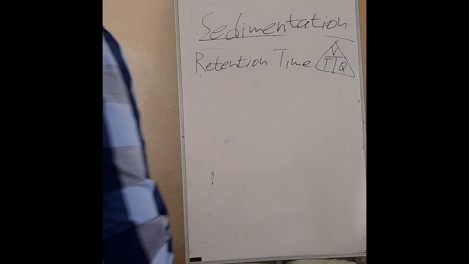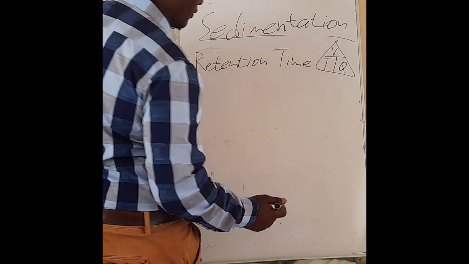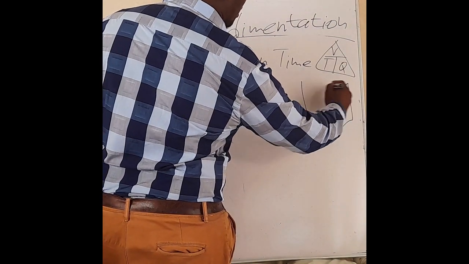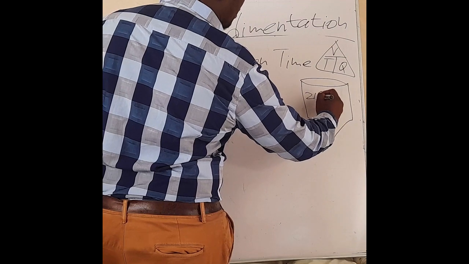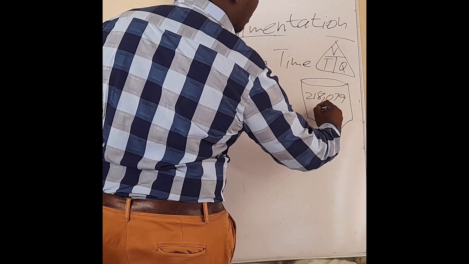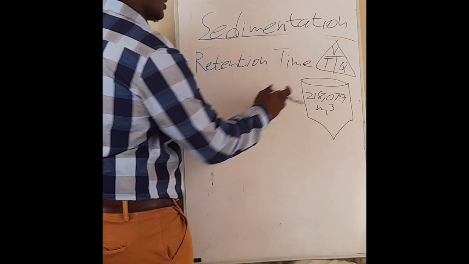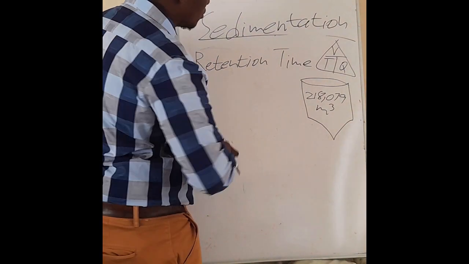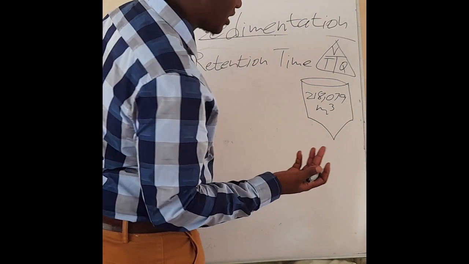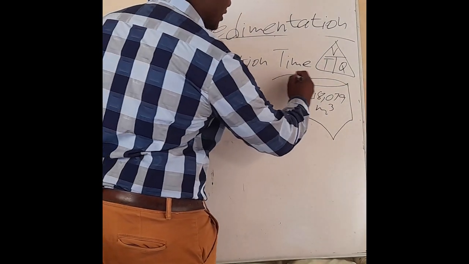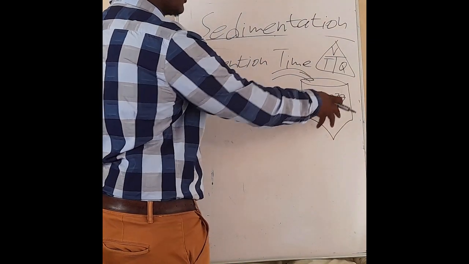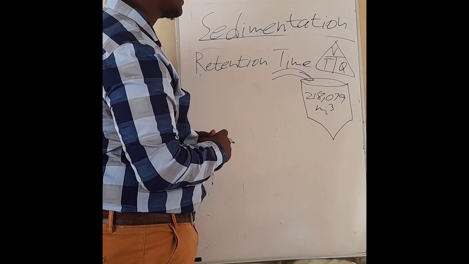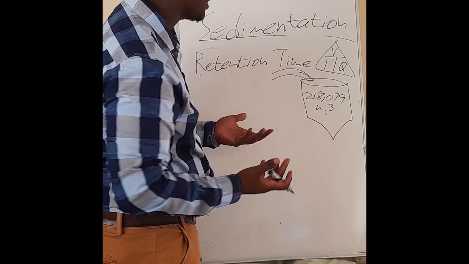So the next step after getting the volume of our sedimentation tank, we said it's 218.079 meter cubed, okay, so that's our volume. The next calculation we need to do would be our retention time. So basically our retention time is how long it takes for the water to fill up the tank, okay. So we need to get that time and see how long it will take.